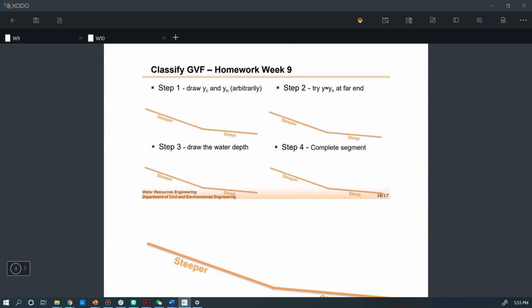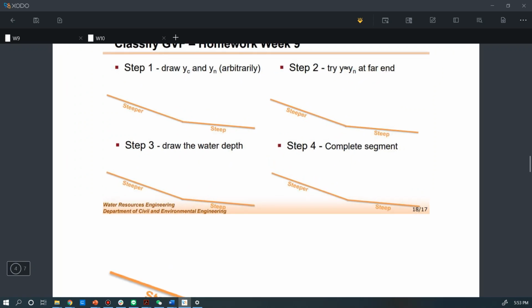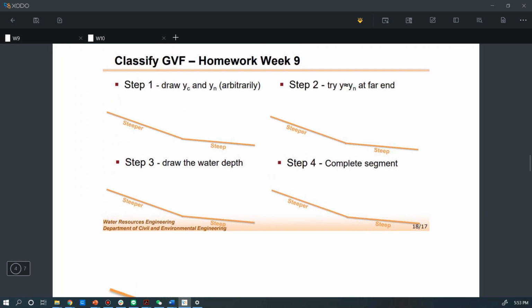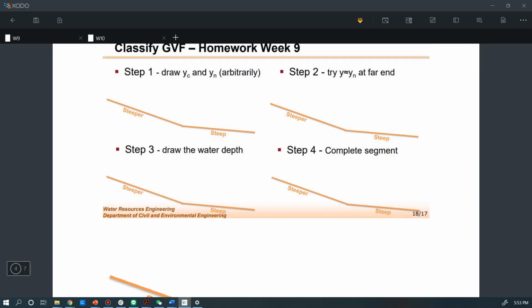Now let's move on to the next question, which we want to classify this GVF, the gradually varied flow. The question here asks us to draw the critical depth and the normal depth in the figure first. Then we try to complete the water profile in this transition channel. Okay, so let's do it. First, let me change the color.